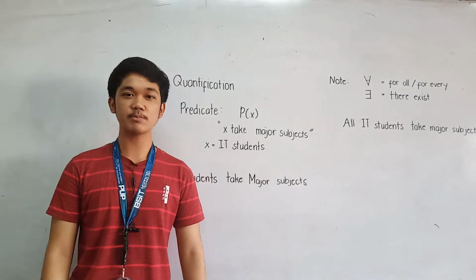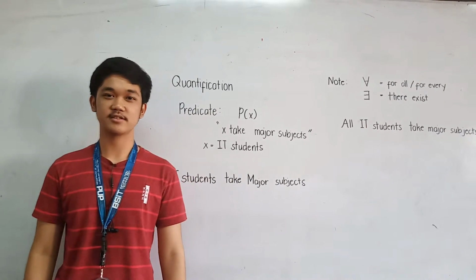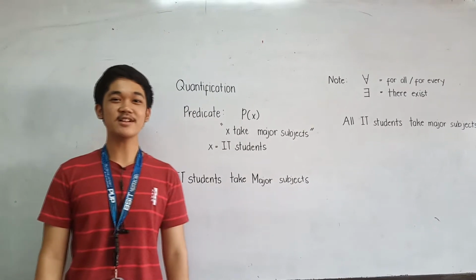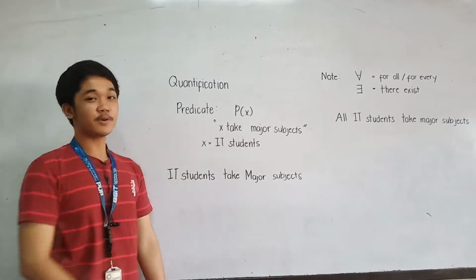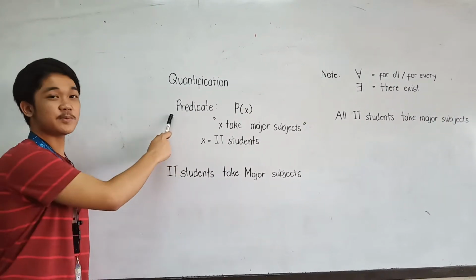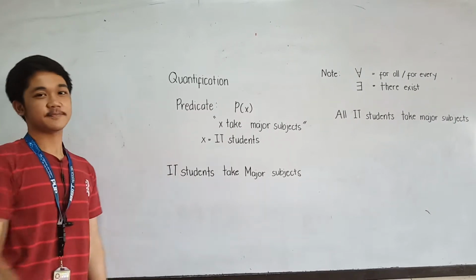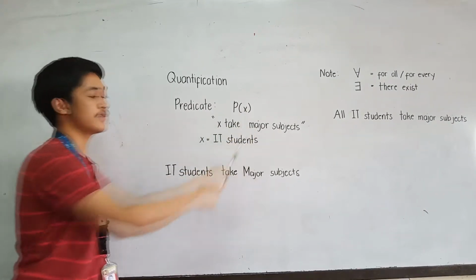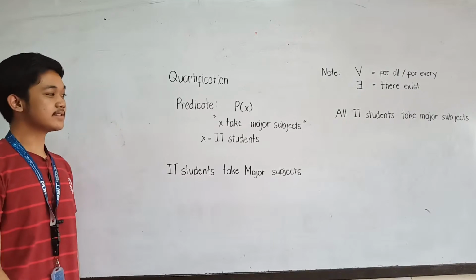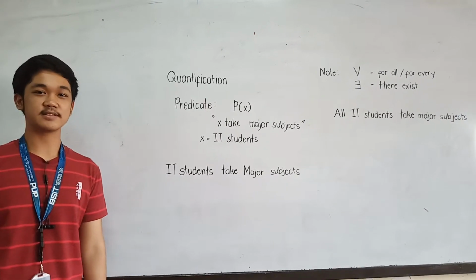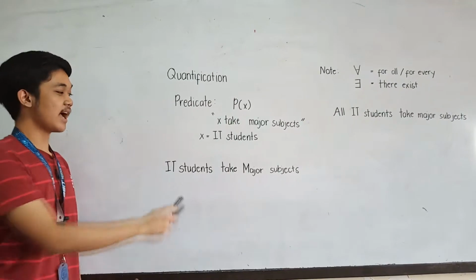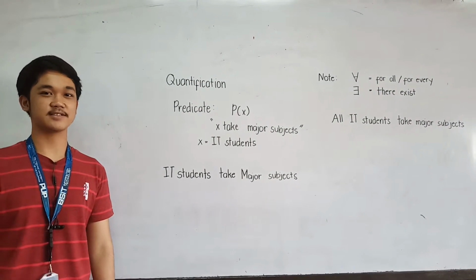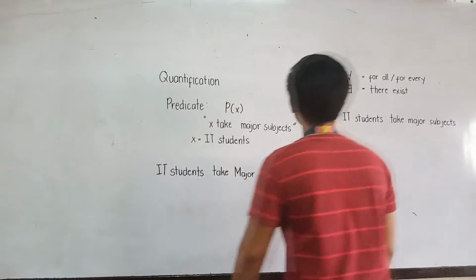Written on the board is an example of the topics that we have discussed. But let's focus our attention on quantification. Now, on the board, there is a predicate with a variable x, which refers to x takes major subjects. Now, x is an IT student. Now, P of x is easily denoted as IT students take major subjects.